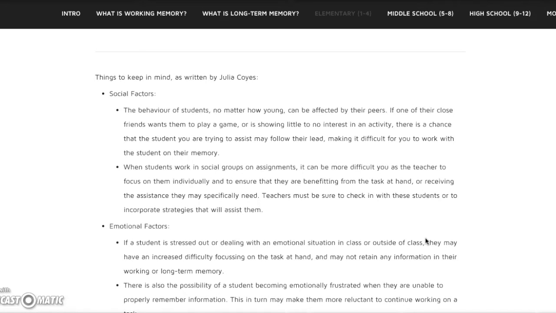Some things that these teachers have to keep in mind are social factors of the classroom. The behavior of the students, no matter how young, can be affected by their peers. If one of their close friends wants to play a game or is showing little to no interest in an activity, there's a chance that the student you are trying to assist may follow their lead, making it difficult for you to work with the student on their memory.